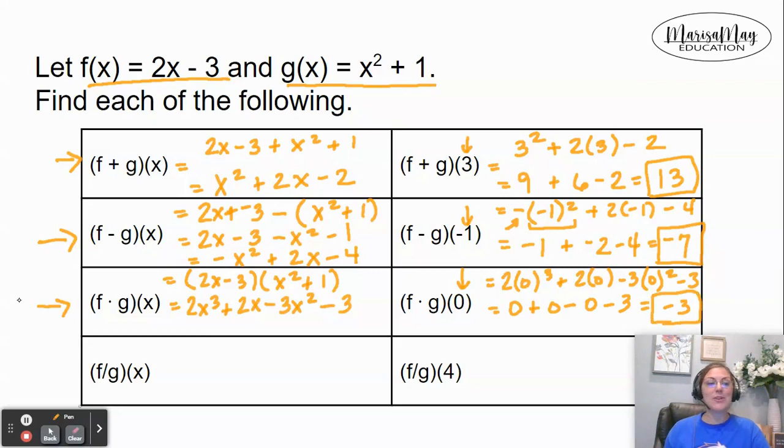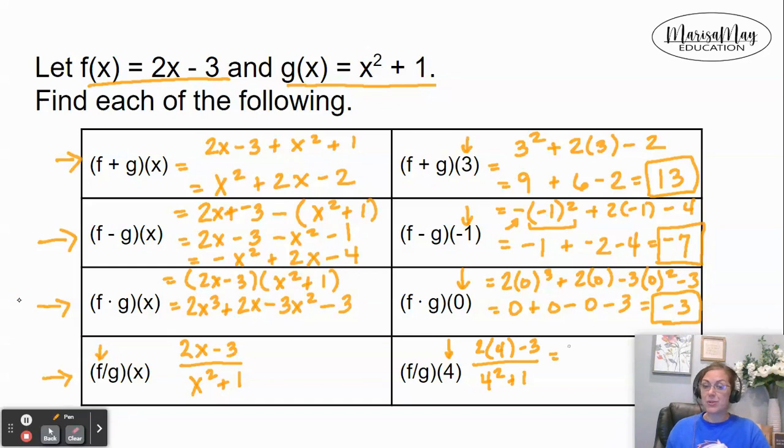All right, one more. Let's do our division. Notice again, the order matters. So the f goes on top. 2x minus 3 divided by x to the second plus 1. And this time we're plugging in 4. So I've got 2 times 4 minus 3 divided by 4 to the second plus 1.